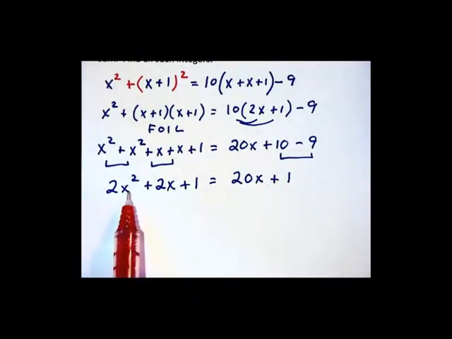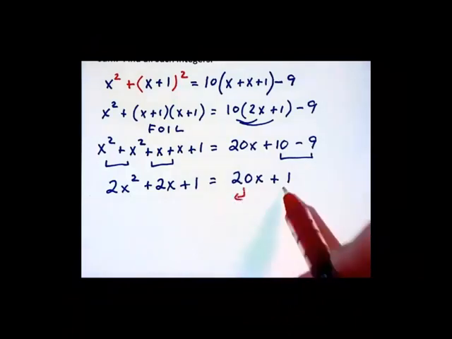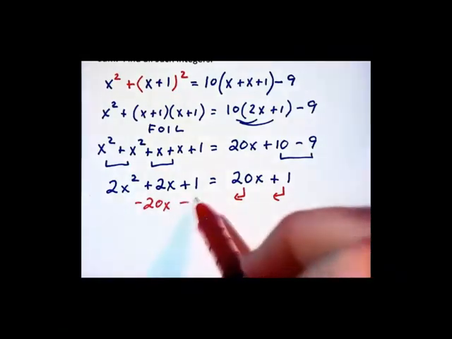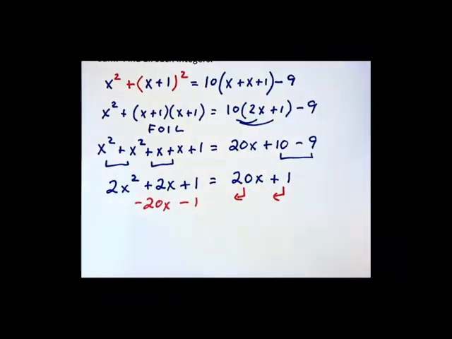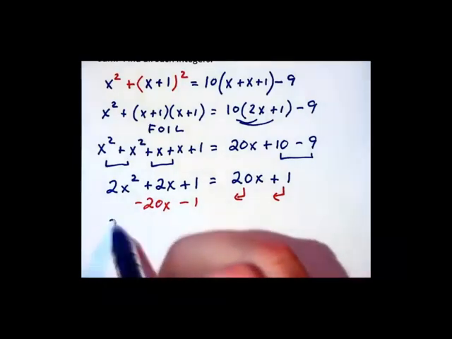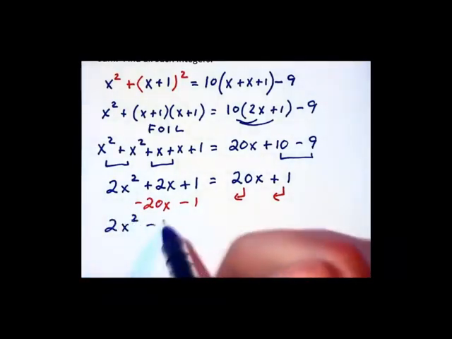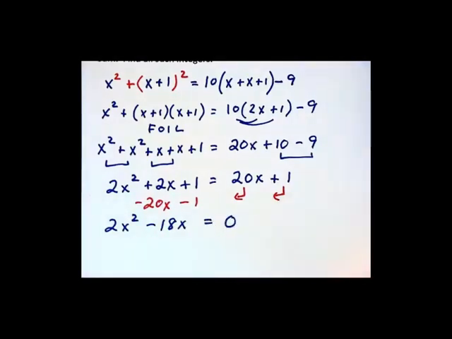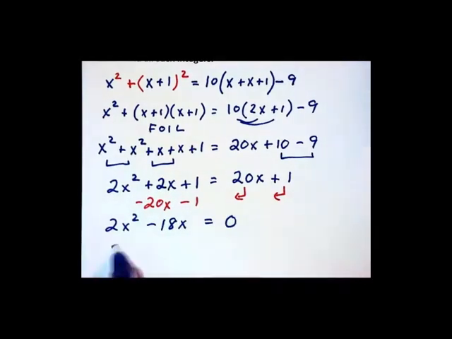This is a quadratic equation and needs to be set equal to 0. So I'm going to subtract a 20x off of each side, as well as subtract a 1 off of each side. And on the left side, we're going to have 2x squared minus 18x. The constants cancel, and that is equal to 0. We can now factor out a greatest common factor of 2x, leaving x minus 9 equals 0. And we get x equals 0 or x equals 9.